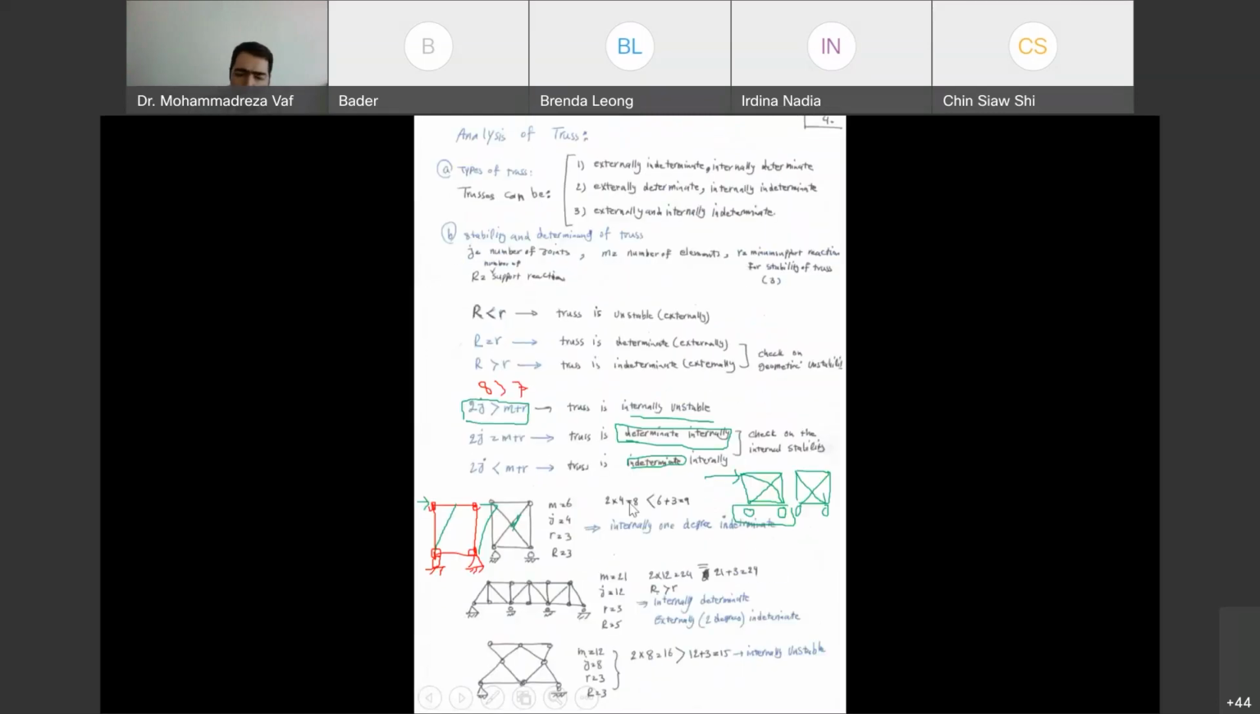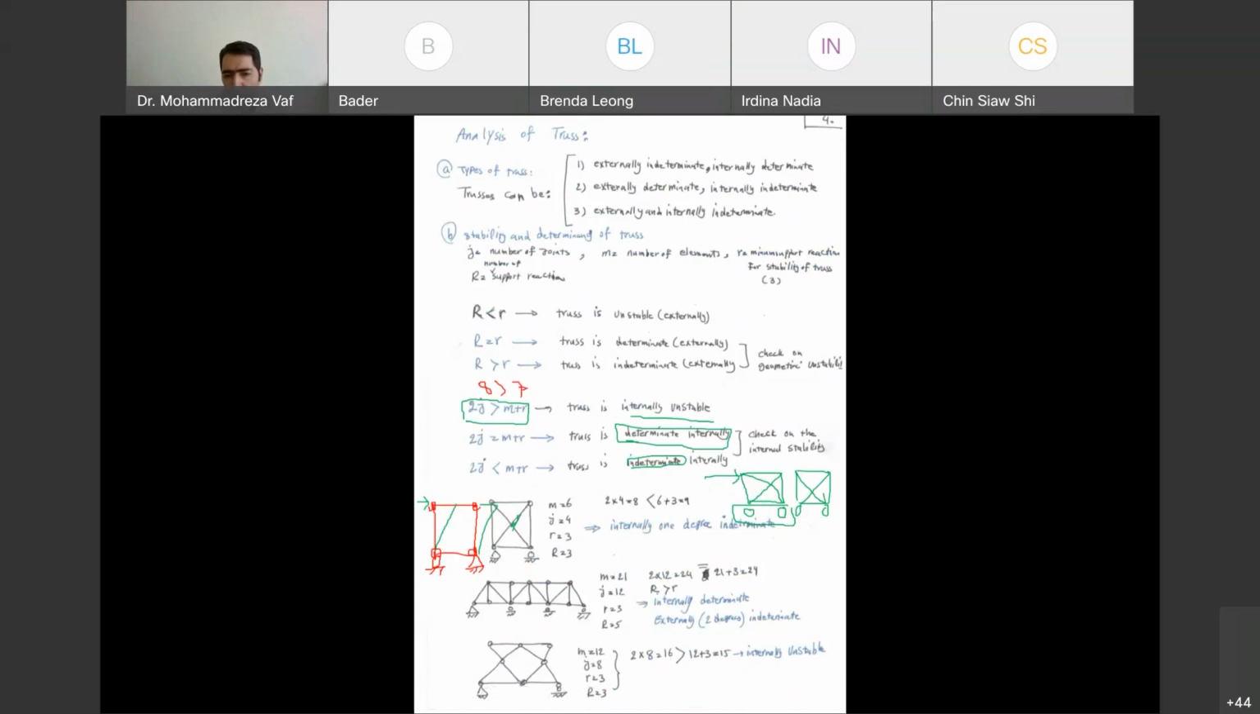So in this case, when we have 2 rollers, it is unstable because 2 is less than 3 reactions. But if we even have a third roller, it will still be unstable, right? Yes, it will be unstable because we have geometric instability. This is what we call geometric instability.